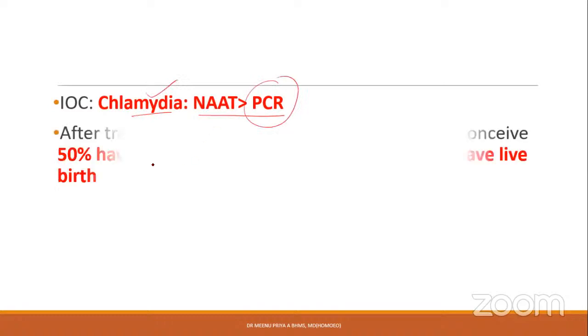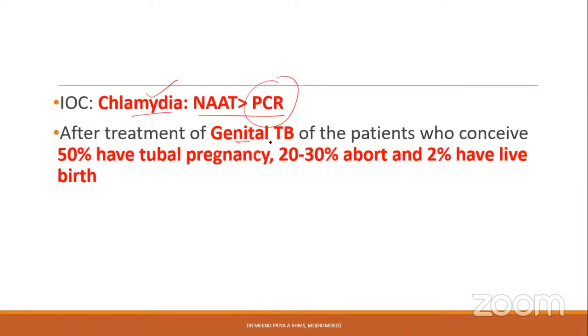Okay, PCR is done in others. After treatment of genital TB, of the patients who conceive, 50% have tubal pregnancy. So this is why this is an important threat or a problem for the public.